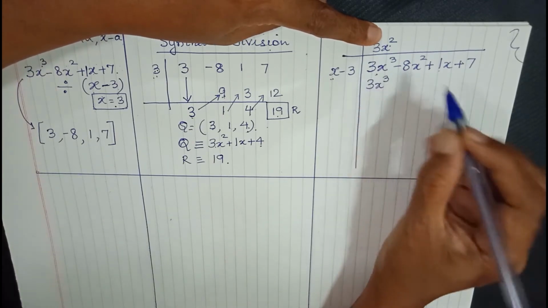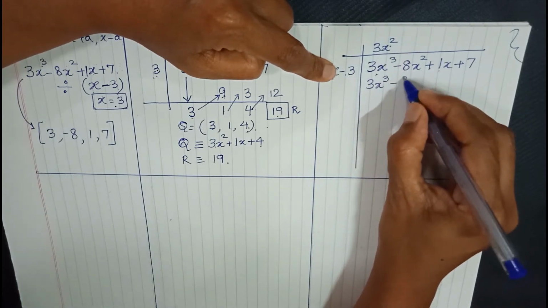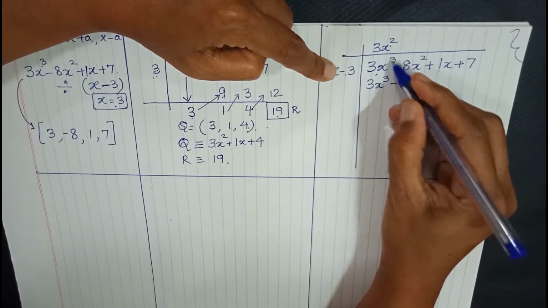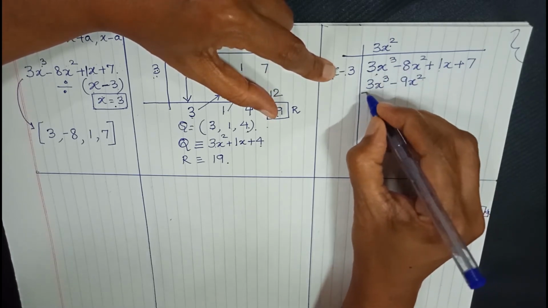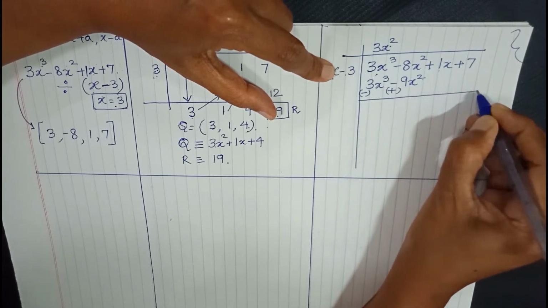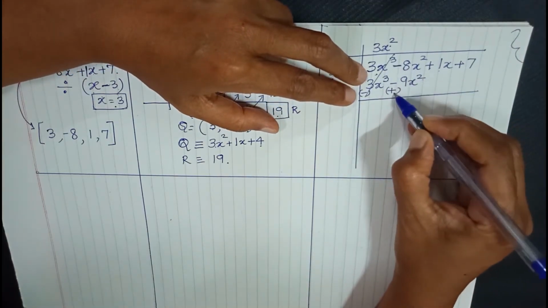3x cube minus 3 into 3x square minus 9x square. So x square is written below x square, x cube is written below x cube. Now we change the signs because we have to do subtraction. This will get cancelled. Now you see this is minus 8 and plus 9.